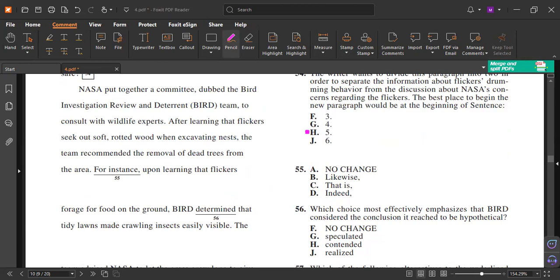55, wrong. It must be letter B. It's about similarity, yes. Look, after learning the previous idea, the flickers seek out soft rotted wood. And he said, upon learning again, that flickers forage for food on the ground, like the same action. So do we use for instance? For instance, as an example, we give you an example to make something clearer. But here it's not an example, it's a similarity in two different ways. Okay.